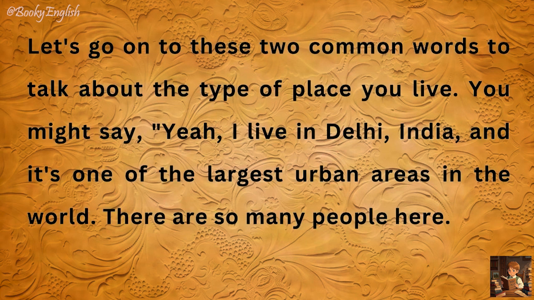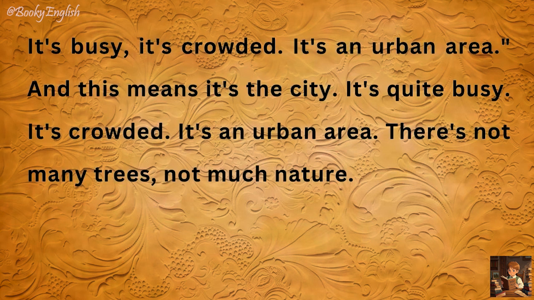Let's go on to these two common words to talk about the type of place you live. You might say, yeah, I live in Delhi, India, and it's one of the largest urban areas in the world. There are so many people here. It's busy, it's crowded, it's an urban area, and this means it's the city. There's not many trees, not much nature.